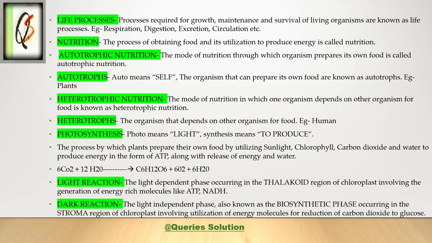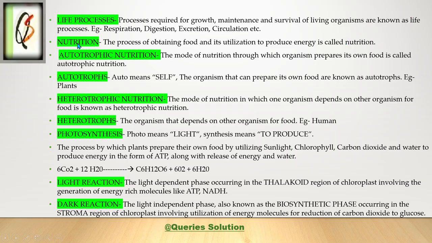So just to point out here, many children make a mistake that they write nutrition is the process of obtaining the food, or they write nutrition is the process of eating the food. So that is something which is absolutely wrong, I would say. The complete definition is the process which involves obtaining the food and utilization of this food to produce energy. These two key points are what make up the definition of the concept of nutrition.